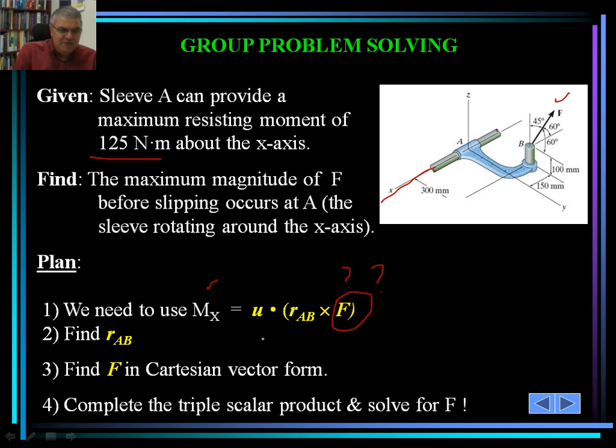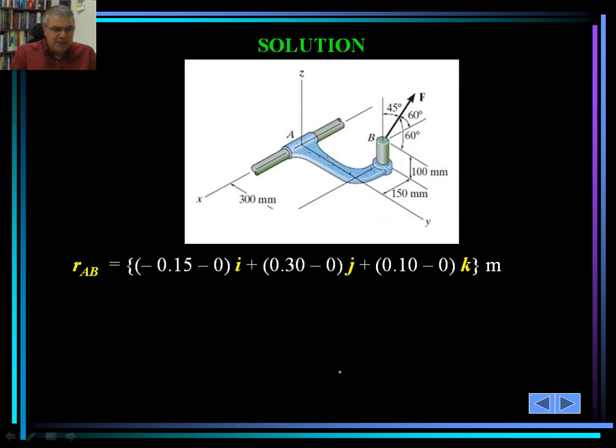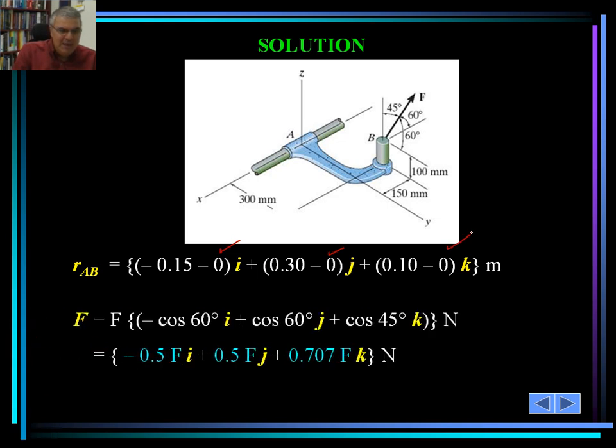So we'll find R sub AB from here. We would find F in the Cartesian vector form, and we'll complete the triple scalar product and solve for F. Let's take a look at the problem. R sub AB is the position vector that goes from point A to B. So we can simply calculate that, knowing the component of A to be at the origin of the coordinate system. That would be 0, 0, 0. So you should easily calculate R sub AB.